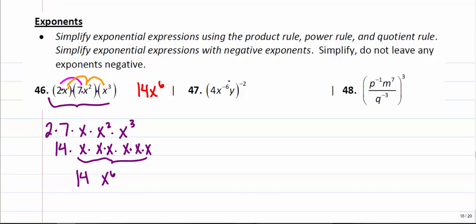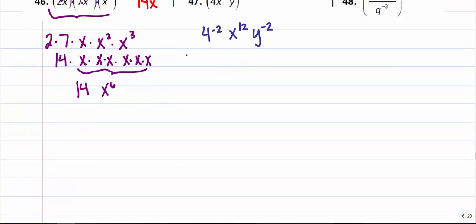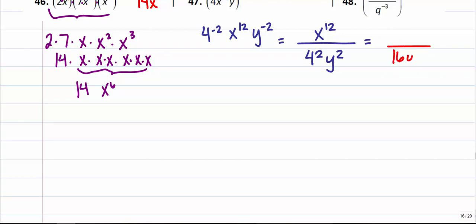Here is a multiply exponents exercise. So I'm going to multiply my exponents inside the parentheses by negative 2. So all of those get multiplied by negative 2. So I have 4 to the negative 2, x to the positive 12, and y to the negative 2. Now, do not leave any exponents negative. Well, to make these negative exponents positive, that one's already positive, I'm going to put them where they ain't, and they ain't in the bottom. And there's one more thing I can do here because 4 squared is 16. So there you go.